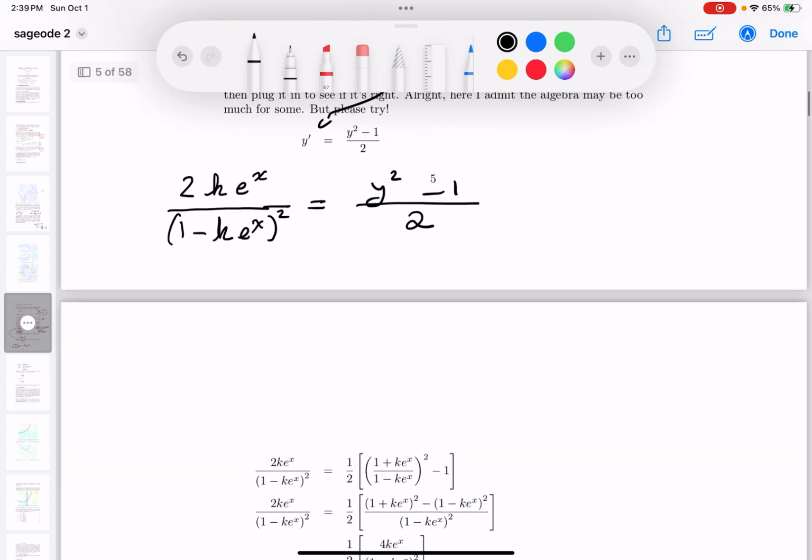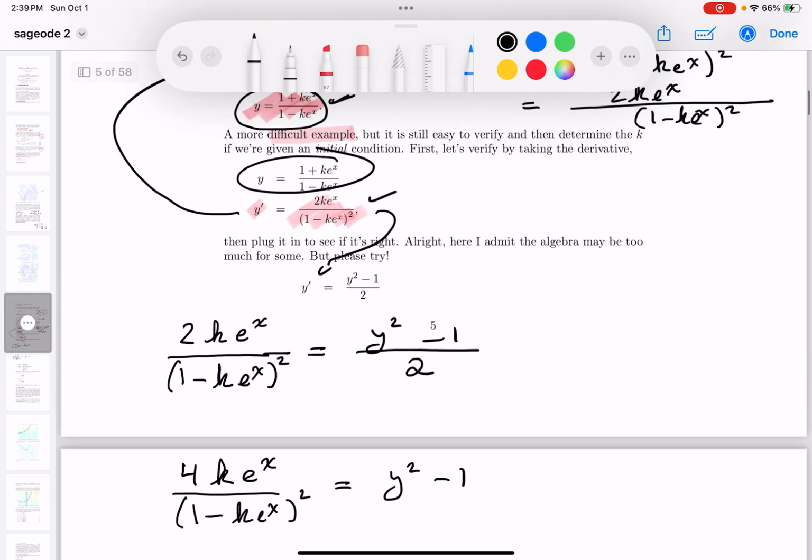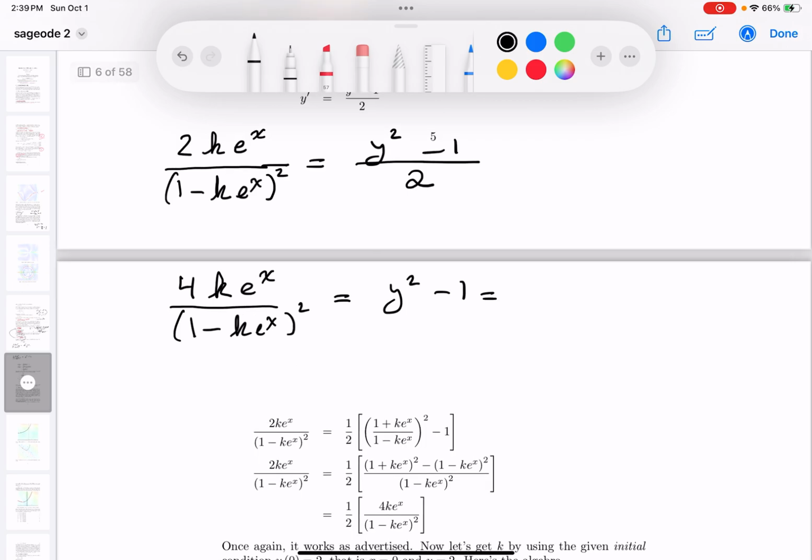I want to try to isolate that y squared. I'm going to multiply both sides by 2. I get 4k e to the x, and then I get 1 minus k e to the x, quantity squared. I multiply both sides by 2. I get y squared minus 1. All right? And again, what's y? This is y. Let's write that down. I'm sorry, I made a mistake already. We're going to square it. We're going to take 1 from it.